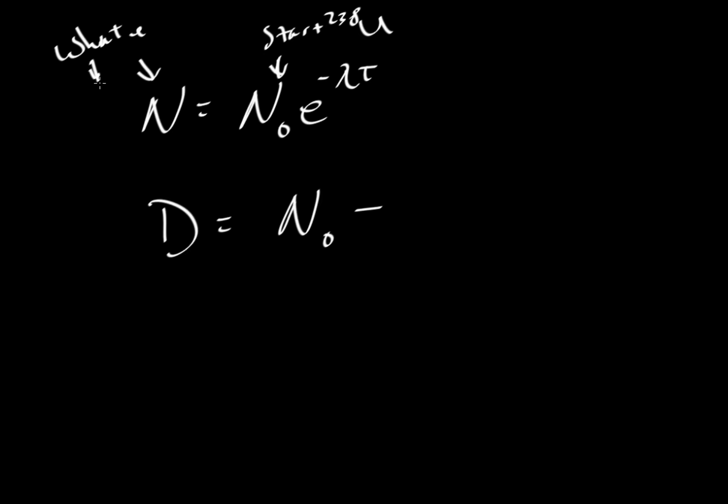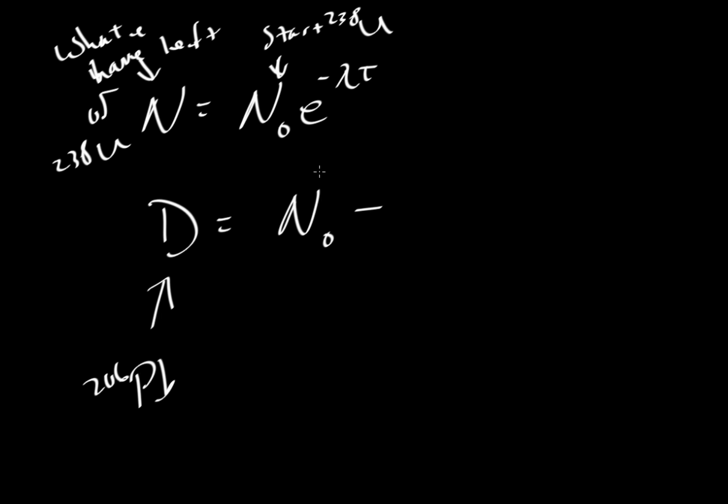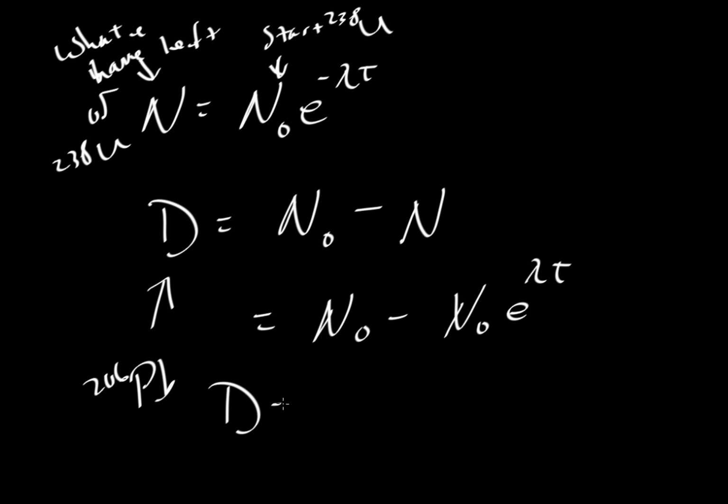What we have left of uranium-238, then the amount of daughter product, in this case lead-206, would be that starting material minus whatever N is. So it'd be N naught minus N, or equals N naught minus N naught times e to the minus lambda t. And when you see this written in a textbook, usually the N naught will be factored out, and so you'll see something that looks like this. Oh, that should have a negative sign there. E to the minus lambda t.